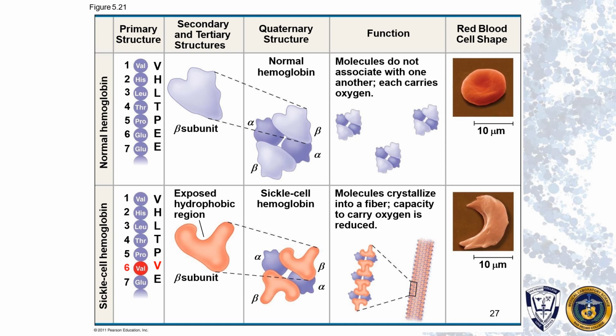The substitution is located at the beta subunit of the protein, hence exposing the hydrophobic region of that subunit. It will lead to sickle cell hemoglobin if it is formed up to the quaternary structure. Now the molecules will crystallize into a fiber, and the capacity of the protein to carry oxygen will be reduced.